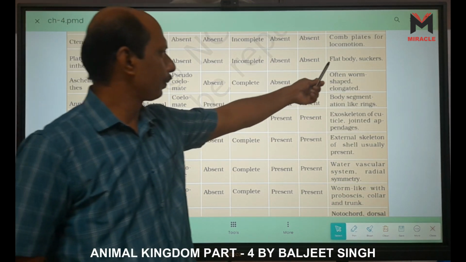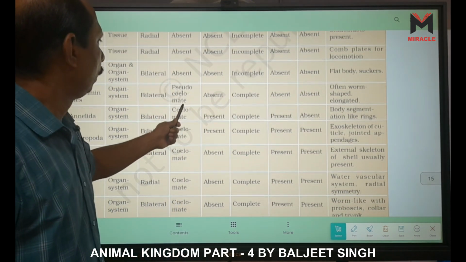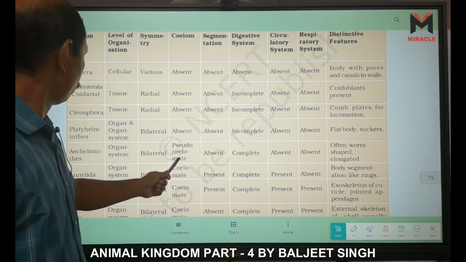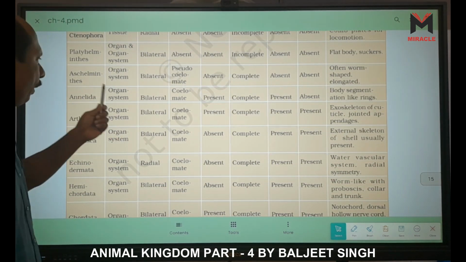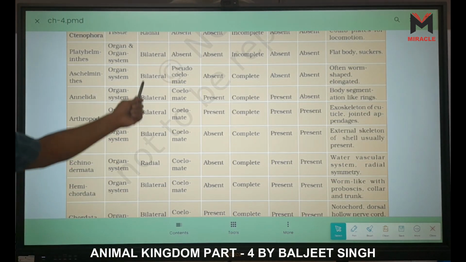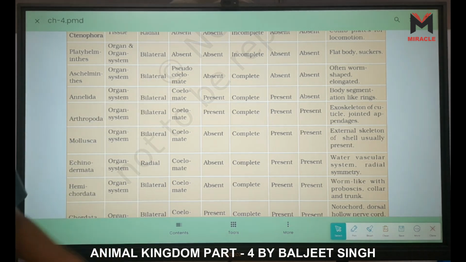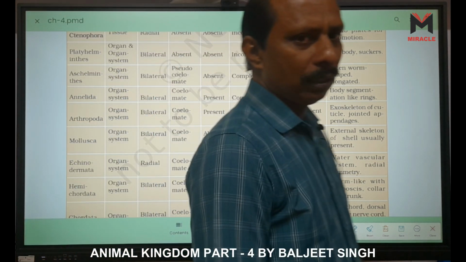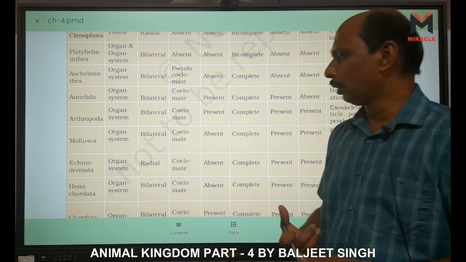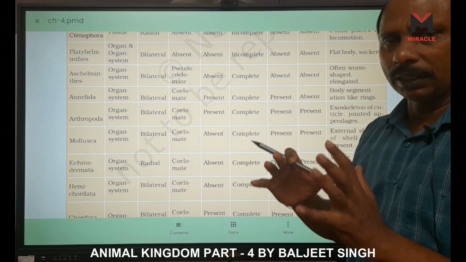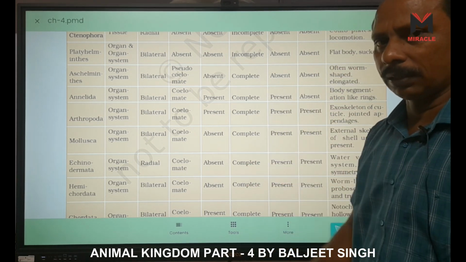Ascalanthes, another one is here. Look, which one? They have a coelom cavity. It is pseudocoelomate. In Ascalanthes, pseudocoelomate is there, right? Organ system level of organization, bilateral symmetry. Pseudocoelomate means a true coelom cavity is absent, right? That is, mesodermal sac-like patches are present, right?